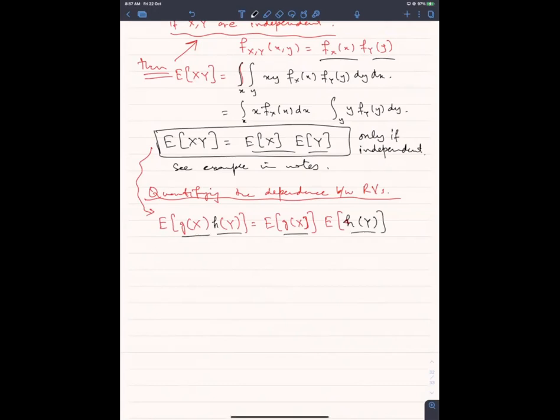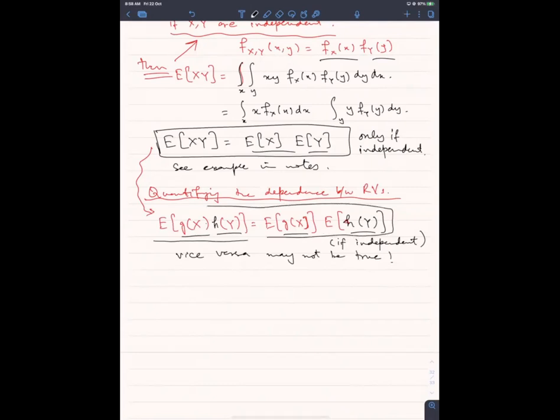So if independent, then this is true; otherwise this may or may not be true. If they are independent, then this is true. If this is true, then it is not necessarily true that they will be independent. Vice versa may not be true. इसका क्या मतलब है? इसका मतलब है कि ऐसा हो सकता है कि ये दोनों चीजें बराबर आ जाएं, but they are still not independent.